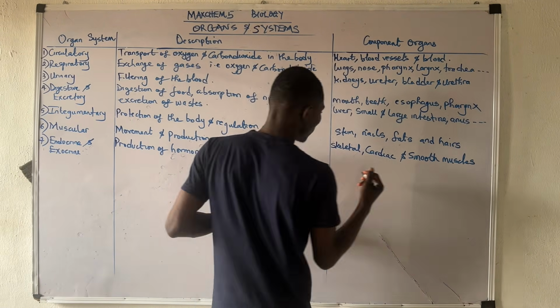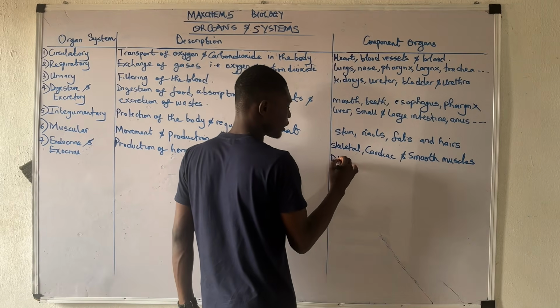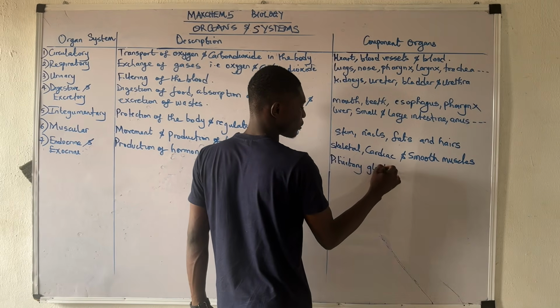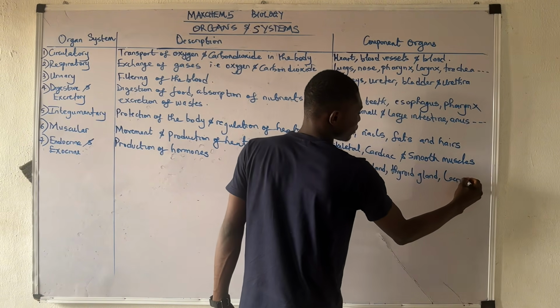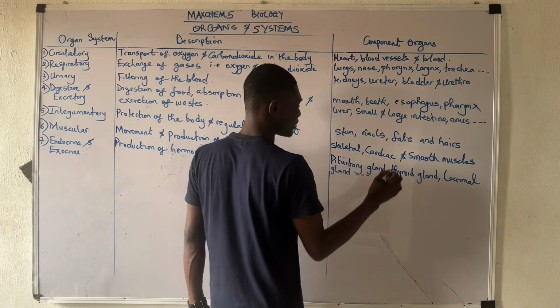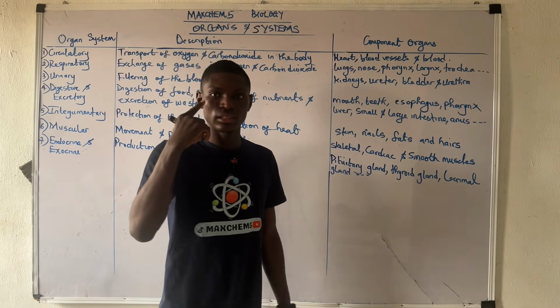Examples of the component organs are the pituitary gland, thyroid gland, lacrimal gland, etc. Lacrimal glands are the glands that produce the tears in the eye.